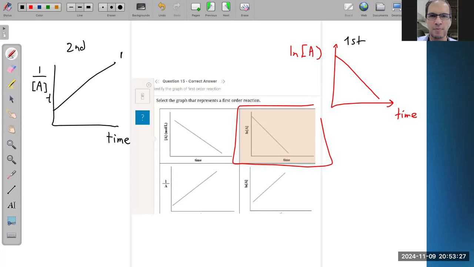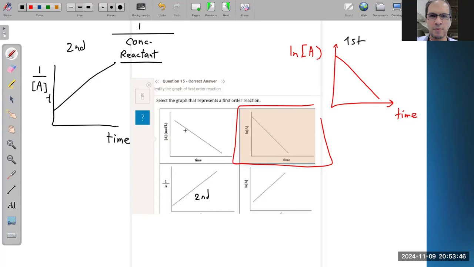But how come this is a reactant and the concentration should increase? Yassine, how come it's going up? Because it's not the concentration of the reactant. It's the reciprocal of the concentration. So the concentration of the reactant decreases with time, but the reciprocal increases with time. Watch out for this curve.